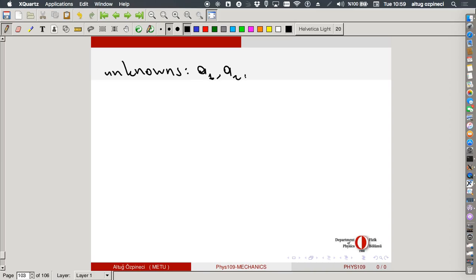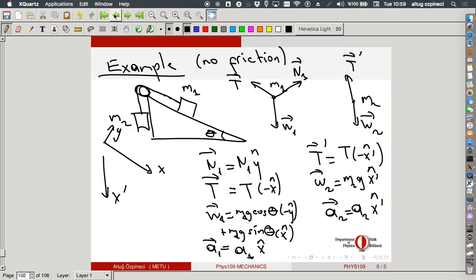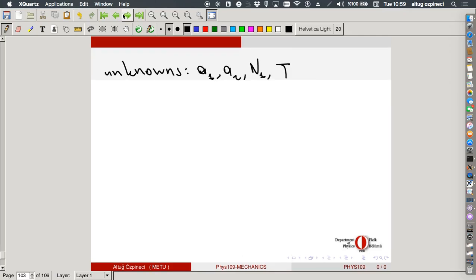I don't know a1, I don't know a2, I don't know n1, I don't know t, and all the rest are known. I know g, I know theta, it is given in the problem. And these are the things that I had to define in order to describe the problem in a mathematical form. So I have to find out what each one of these are.